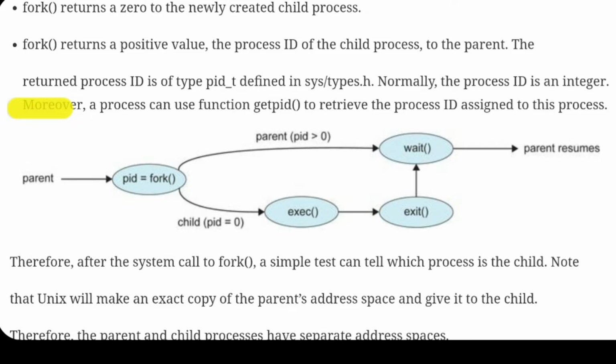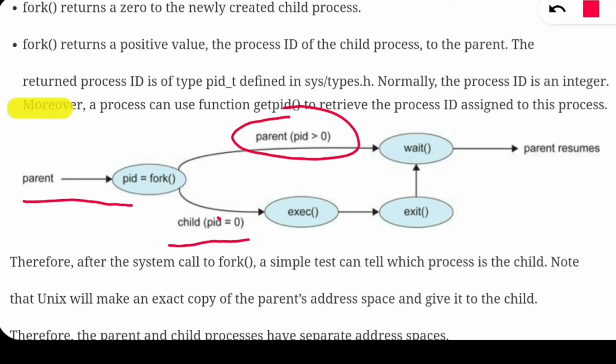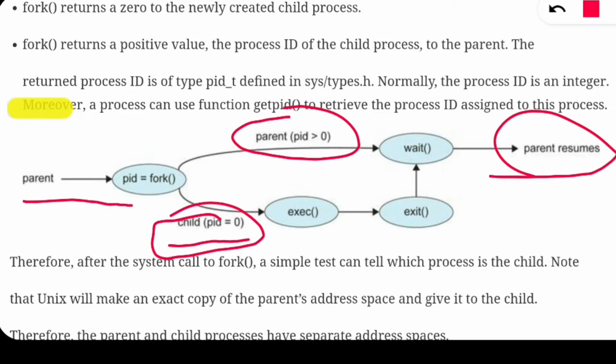This is the fork diagram. From the parent, when fork is called, if the PID is 0, the child is successfully created. If the PID is greater than 0, that means it's the parent. If it is equal to 0, that means it's the child. Then it goes into execution and wait state, and the parent resumes its execution. After completion of the child's work, it will exit automatically. If it requires any input output operation, it will go to wait state again, and after performing this input output operation, it will complete its execution cycle and automatically exit from the process table.